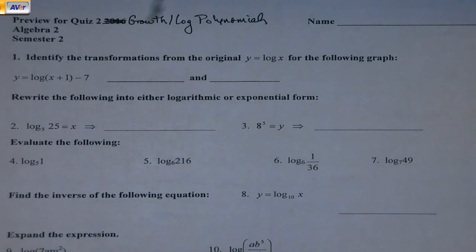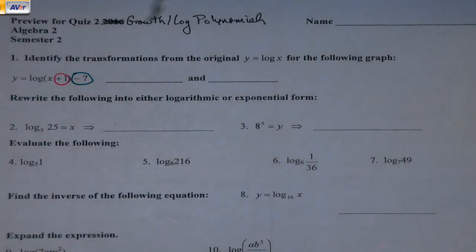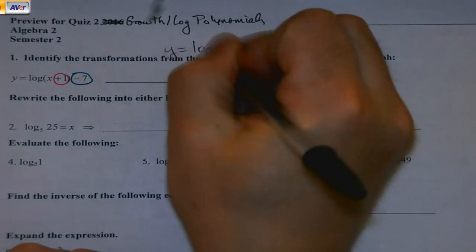From the original y equals log for the following graph. So in other words, what does this and this do to my graph? So I'll make mention here of my format again.